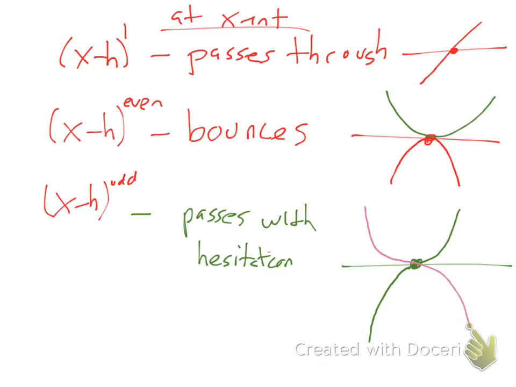But this is when the power is odd, bigger than 1. You see a little bit of hesitation. It almost looks like a parabola where someone took a hold of one of the sides and bent it to the other side. Kind of has a nice gentle flow to it. That's what's going to happen with our x-intercepts.